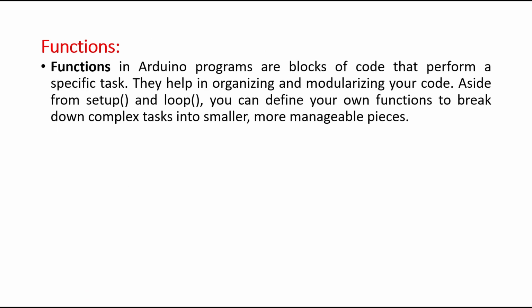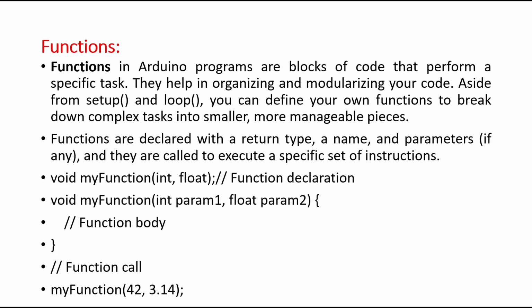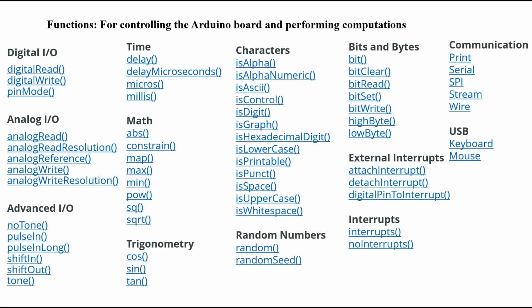Then we have functions. Functions are basically blocks of code that perform a specific task. It has function declaration, function definition, and function call. In function declaration, we have the return type, then the function name, and then the parameters. In function definition, we write the actual code in order to perform some task. In the function call, we call the function name and pass the arguments. This function call is usually made in the main function.